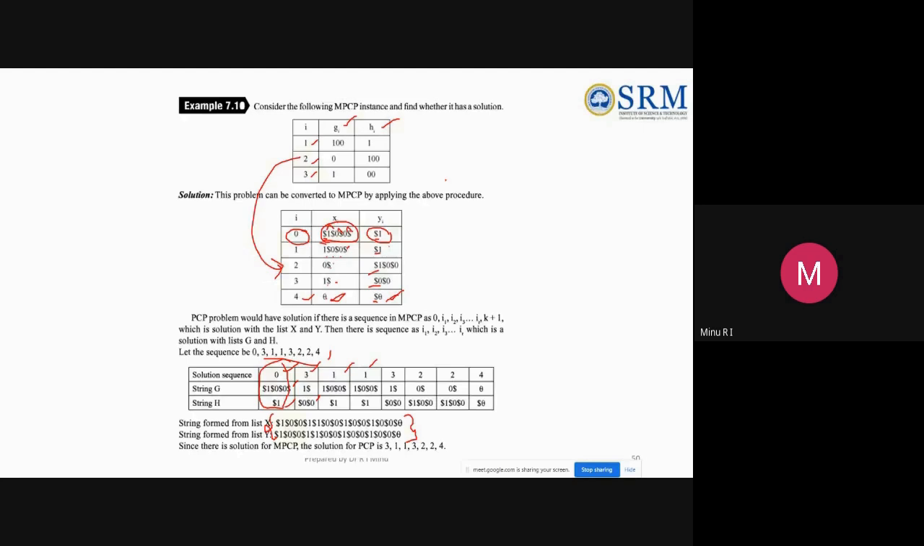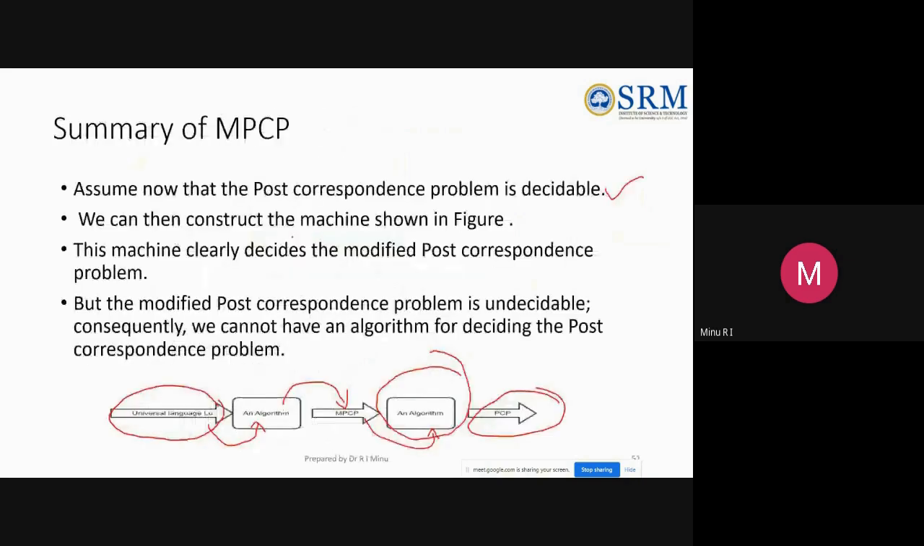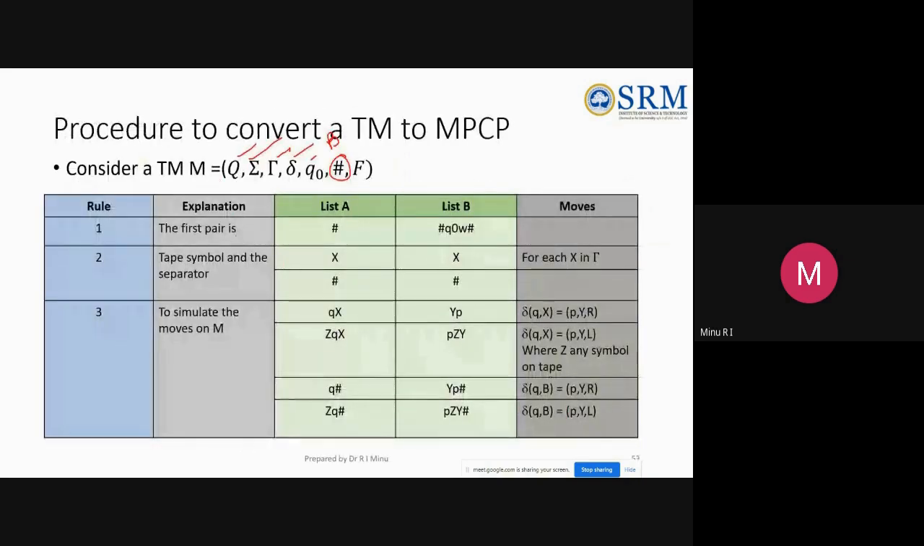As I said, initially we will be creating a zeroth state. If you start from 1, it means 1 minus 0. Likewise, we have to find the zeroth state. In a Turing machine, the first pair is always, in list A, blank; in list B, Q naught, the initial state, and W. W is the input string.